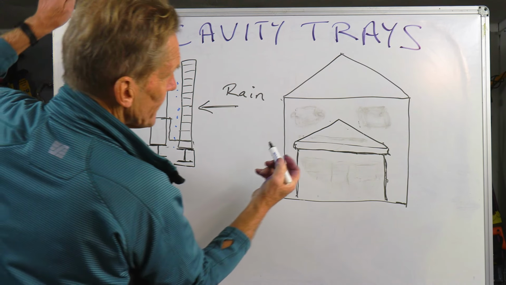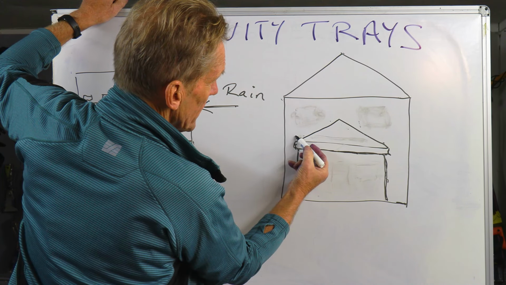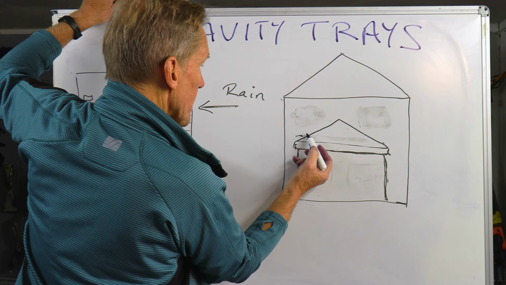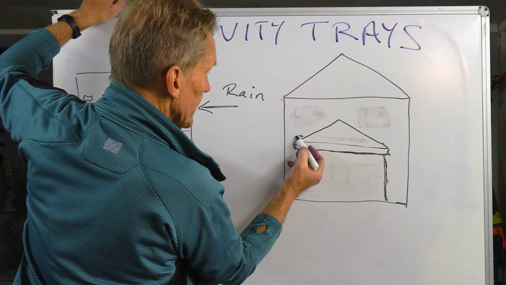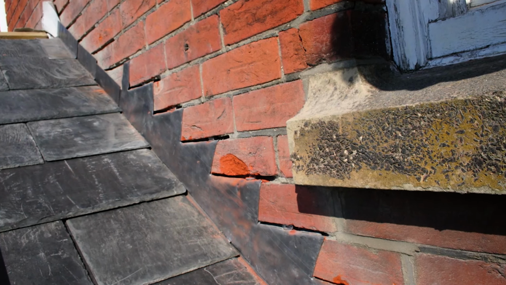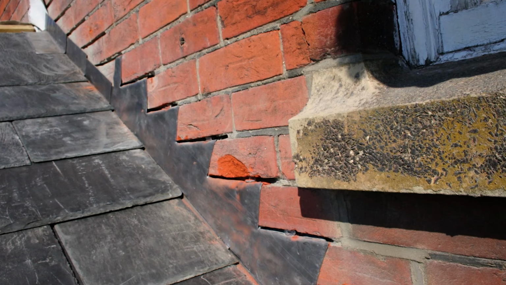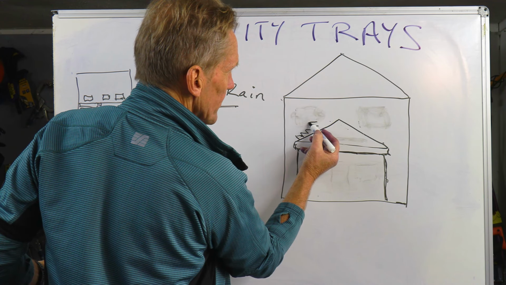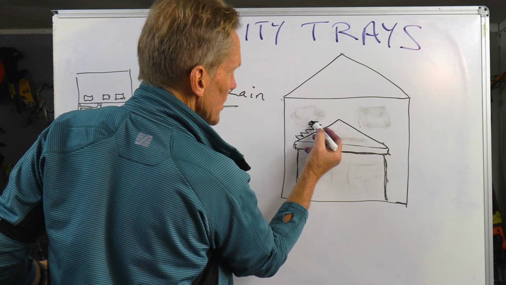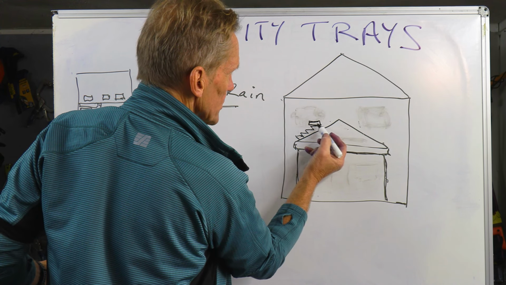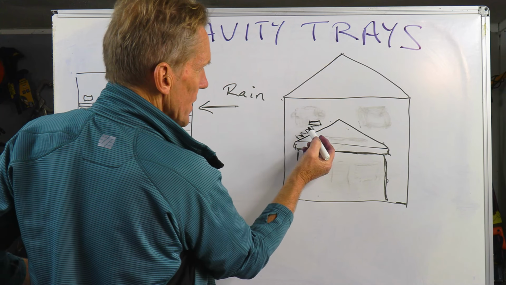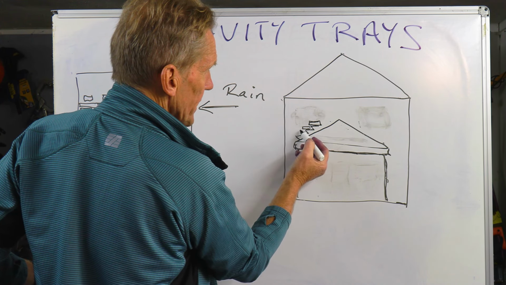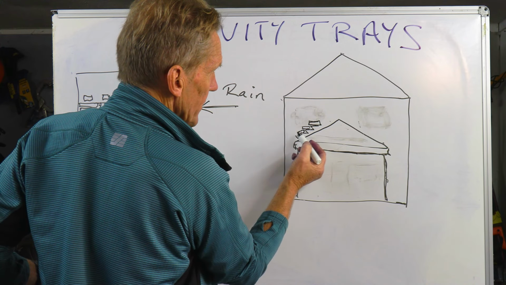So the cavity trays have to be put in along here, and each one of those cavity trays has to coincide with the stepped flashing, and the stepped flashing is going to go in. So the cavity tray has to go in above that stepped flashing, and it's like a box section. I've got an image on the screen now showing it to you. And that one feeds into the next one down and the next one, and it cascades down.